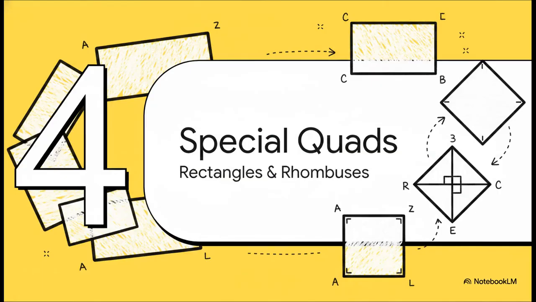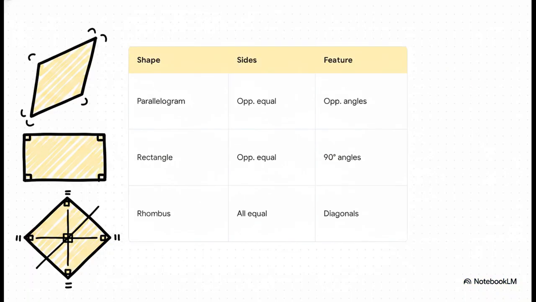Finally, we arrive at section 4, special quadrilaterals. Let's talk about rectangles and rhombuses. Now let's see what happens when basic parallelograms evolve into shapes with very highly specific features. A standard parallelogram has opposite equal sides and opposite equal angles. A rectangle keeps those opposite equal sides, but strictly enforces a new rule. All four angles must be 90 degrees.